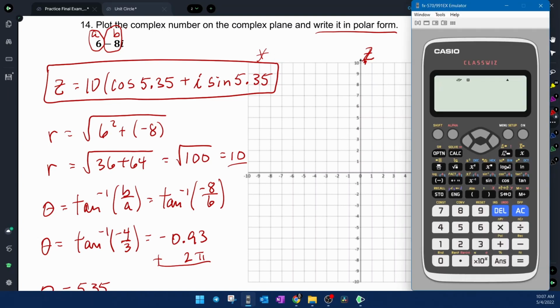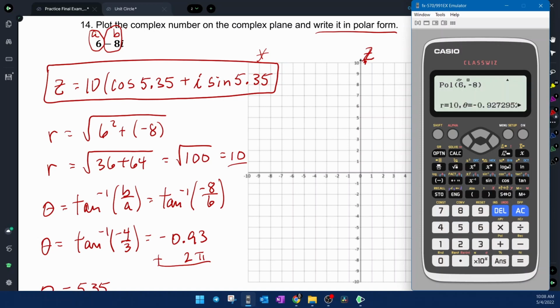Now, as a special treat, I thought I would squeeze in some calculator counseling here. The calculator, the ClassWiz, does have the ability to calculate r and theta for you. If you hit Shift and the plus sign, what that will do is allow you to input your values for a and b, and it will calculate r and theta. 6, now you do have to use a comma, which is Shift and close parentheses, and -8.